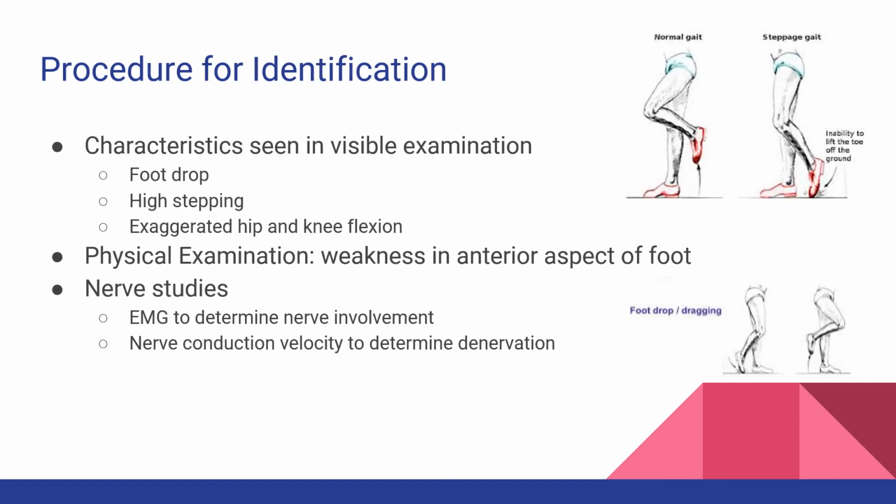Next, I want to talk about the procedure for identification. To identify this gait, there are some different things that you can go through. First would be a visible examination, where you would see the foot drop, the high stepping, and the exaggerated hip and knee flexion to compensate for that foot drop. In a physical examination, the person performing it would be looking for weakness in the anterior aspect of the foot or leg, really those anterior muscles that Megan mentioned earlier. And then a nerve study could be done, either an EMG or nerve conduction velocity, and this will determine the amount of nerve involvement or denervation, looking at that peroneal nerve and seeing how much damage has been done to that.